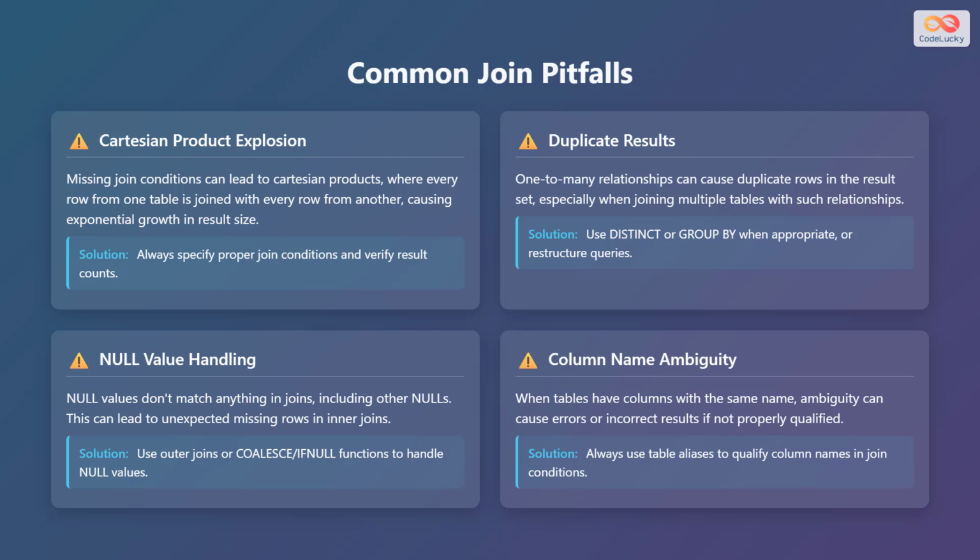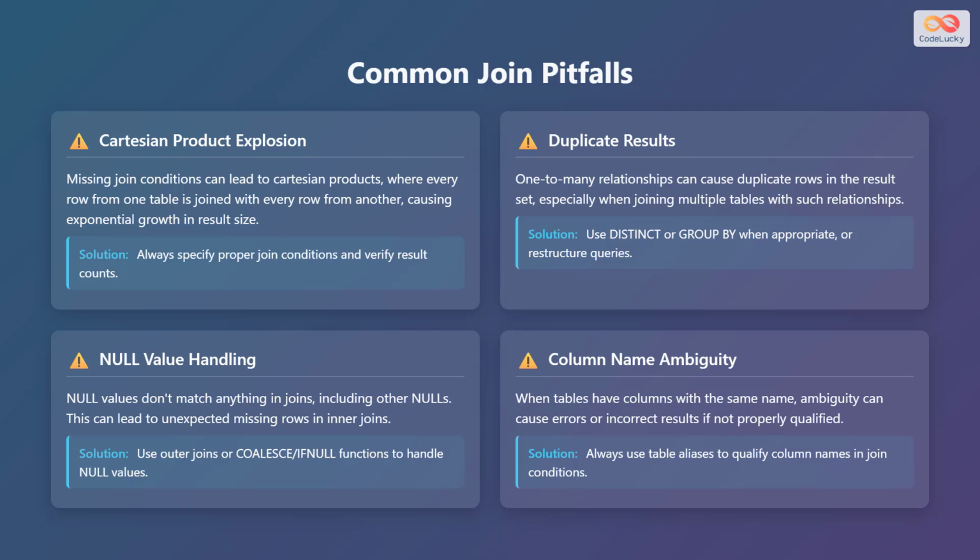Let's consider some common pitfalls in using joins. One pitfall is the Cartesian product explosion. Missing join conditions can lead to Cartesian products, where every row from one table is joined with every row from another, causing exponential growth in result size. The solution is to always specify proper join conditions and verify result counts.